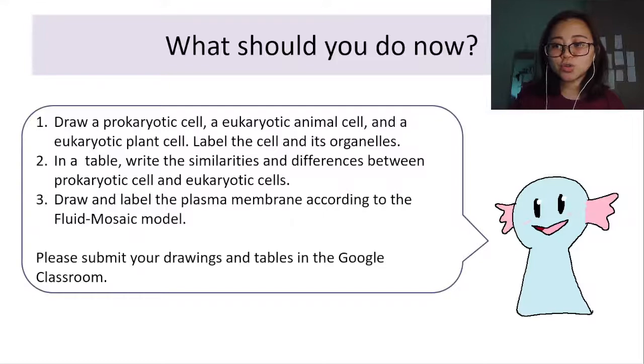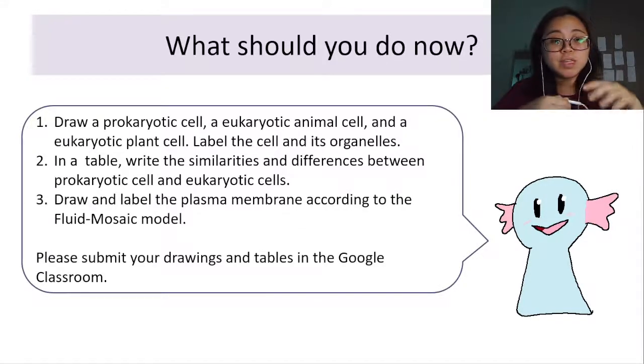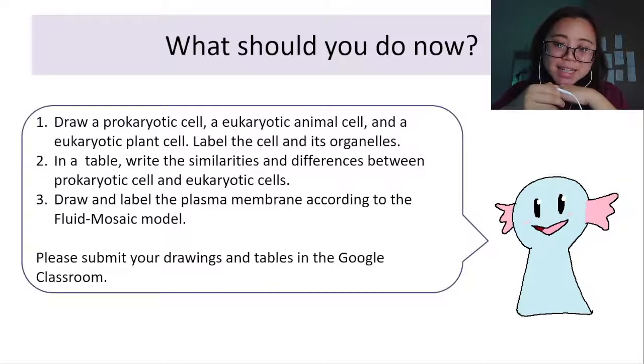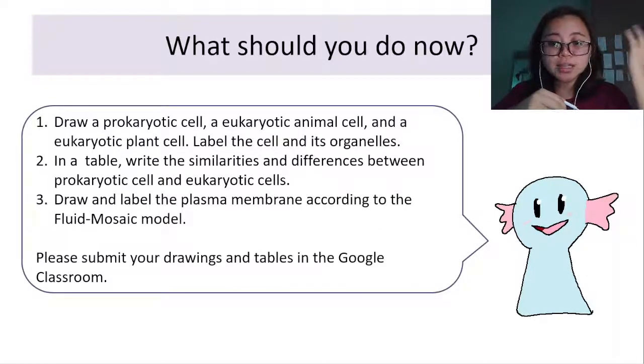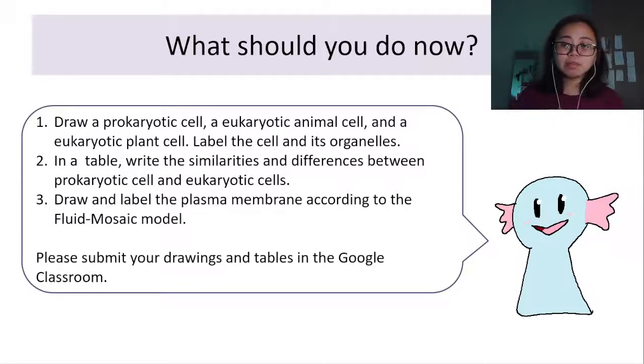Okay, so what should you do now? Now, you should take out a piece of paper and draw a prokaryotic cell, a eukaryotic animal cell, and a eukaryotic plant cell. Label the cell and its organelles. Next, in a table, you should write the similarities and the differences between the prokaryotic cell and the eukaryotic cells. And number 3, draw and label the plasma membrane according to the fluid mosaic models. Please submit your drawings and tables in the Google Classroom. I think I've already provided you with a place to submit.